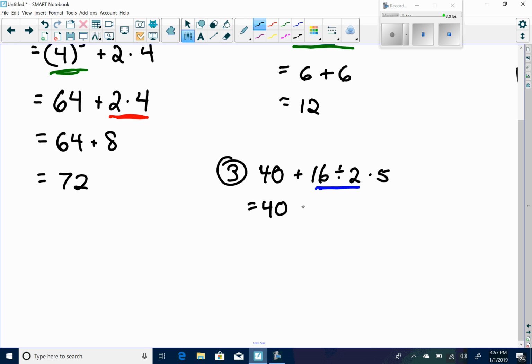So we'll have 40. 16 divided by 2 will give us 8. So after I take care of division, next I still have multiplication here, so I need to do that before I add. So I'm going to multiply 8 times 5, which is also 40. And then my last step is just to add 40 plus 40.